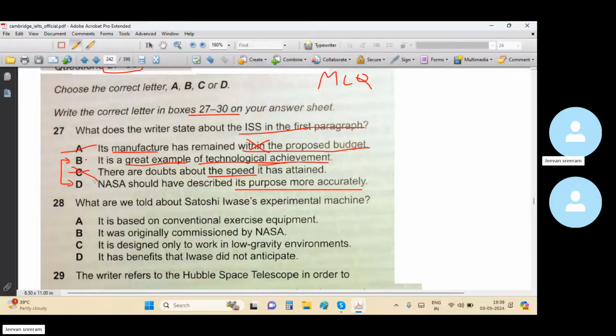So, NASA should have described its purpose more accurately. There is no indication that NASA failed to describe the ISS purpose accurately. The criticism is not about purpose. The criticism is about how effective it is as a lab. In the last statement, it says what it should have done. It is not doing as much as a lab should do. It's not about purpose. The purpose is so clear: space research. It is not at all about how it was described. The criticism is actually about how effective its work is as a lab, not about how it was described. Right? So B is the right option.